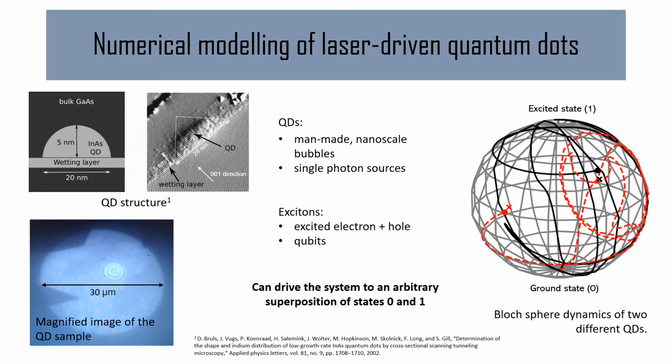This is a unit sphere, with the south pole being the ground state and the north pole being the excited state. By changing the characteristics of the laser pulse, we are able to choose an excited state by driving the system to an arbitrary superposition of the states 0 and 1.